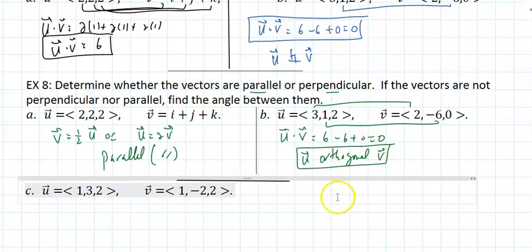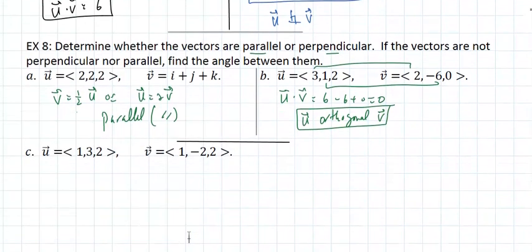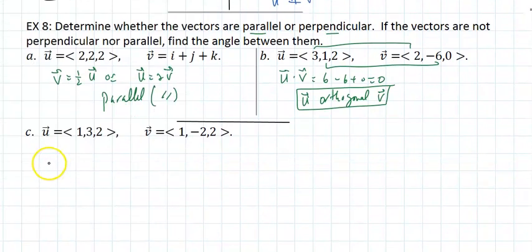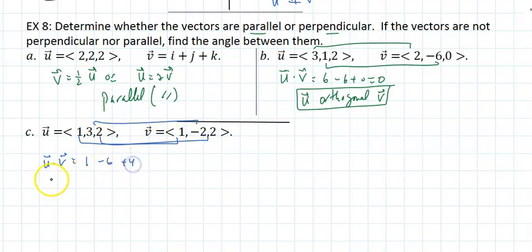And if I come across a problem like this, in which one of them is not a multiple of the other, if I take the dot product, U dot V, I will get 1 minus 6 plus 4. So U dot V happens to be negative 1. So I know that the cosine of theta equals U dot V over the magnitude of U times the magnitude of V. That formula still holds.